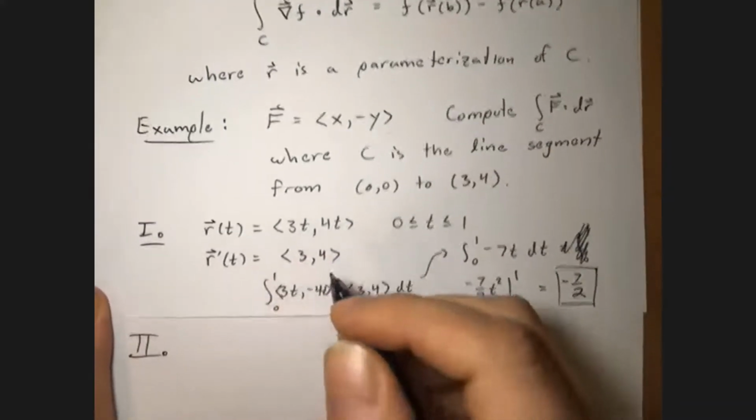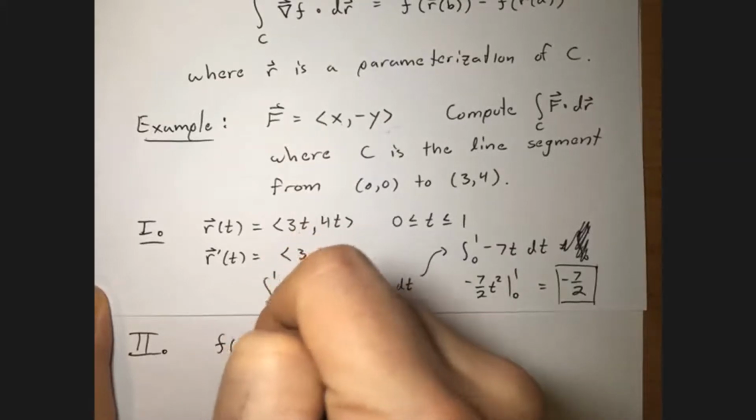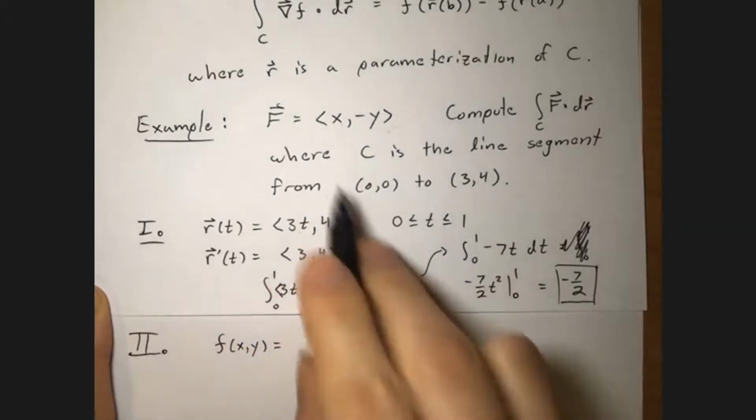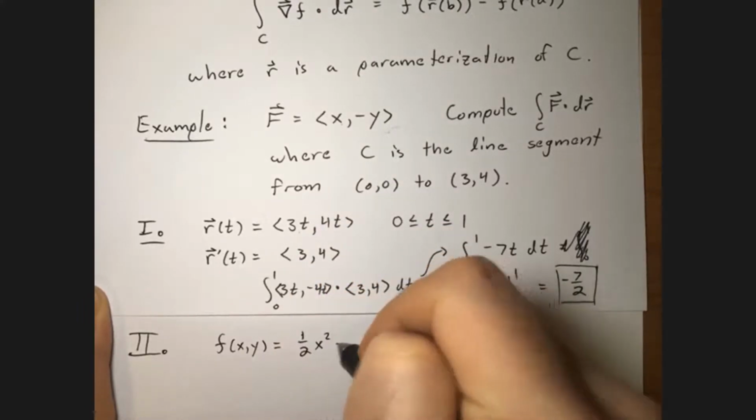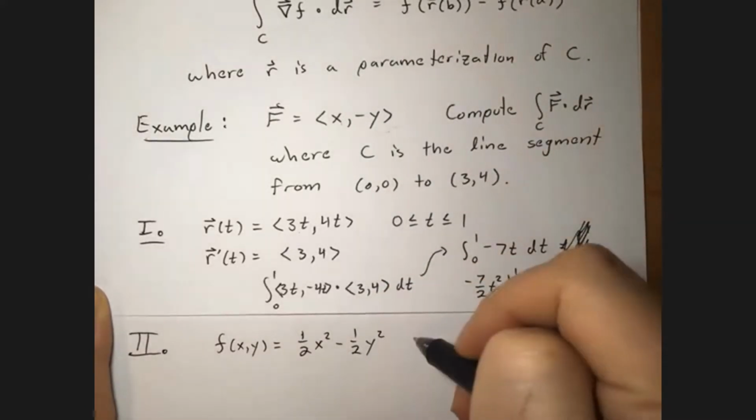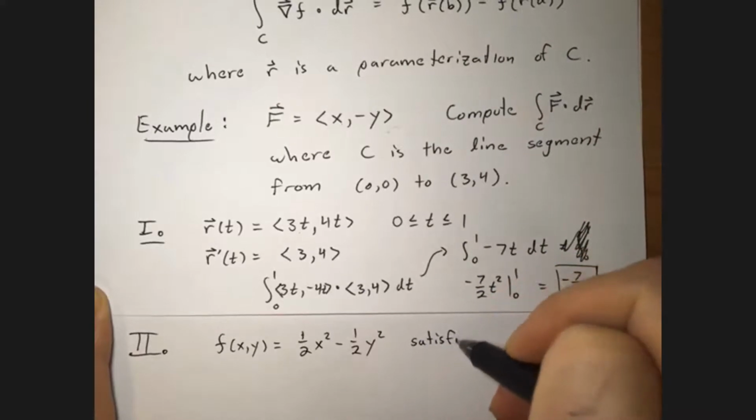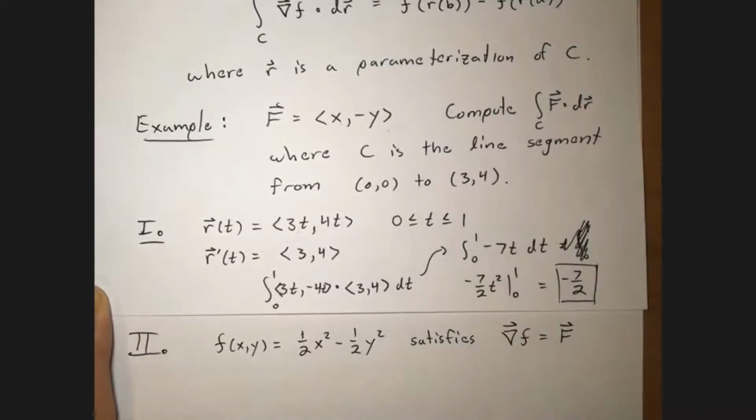So just with a little bit of inspection here, you can see that little f would be 1/2 x squared minus 1/2 y squared. Right? That satisfies the fact that its gradient is equal to F. If I just take the gradient of this, I get this. Okay? So we found little f, right?